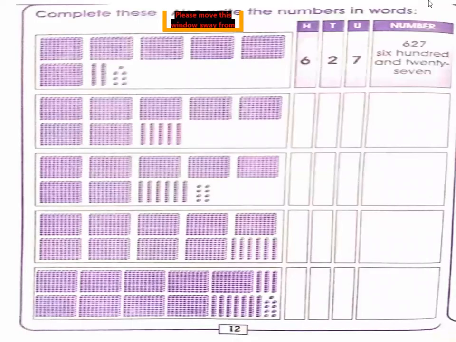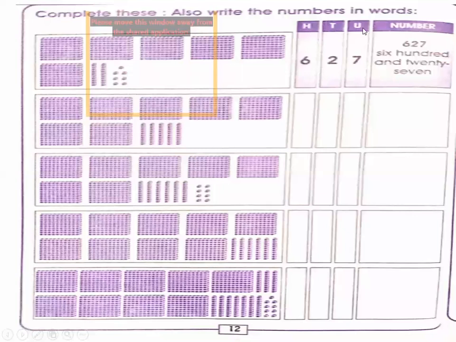Now see another example. Open page number 12 in your book. Here the columns are given as H, T, U. Here H means 100, T means tens, U means unit. We also write this number in reverse like this. First we count how many blocks of hundreds there are. Count it with me. 1, 2, 3, 4, 5, 6. There are 6 blocks of hundreds, so we write 6 in the 100 column.